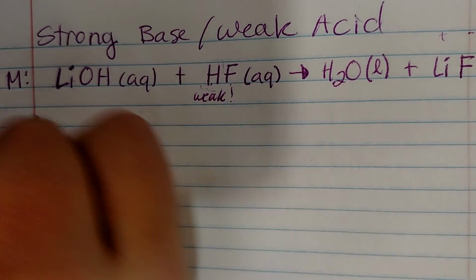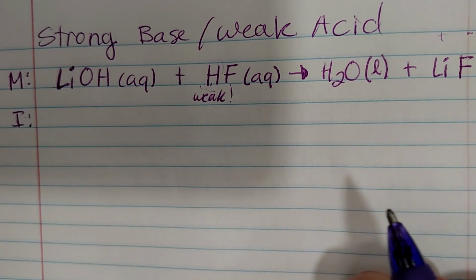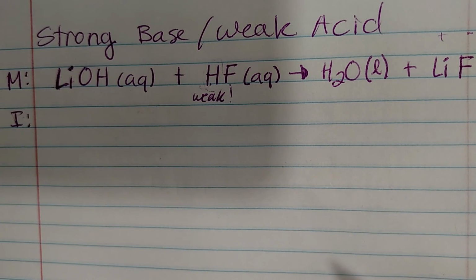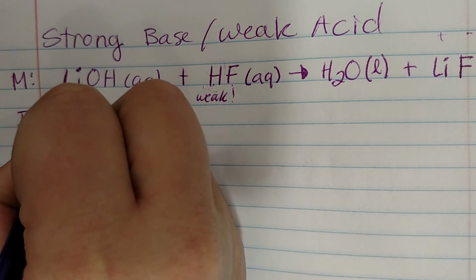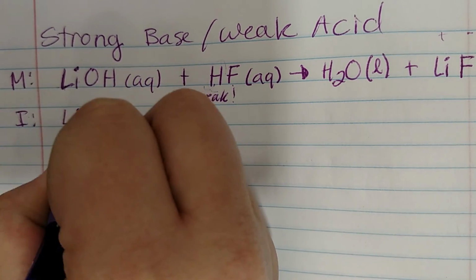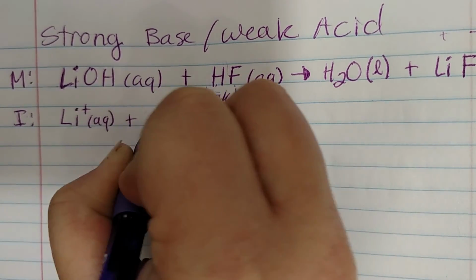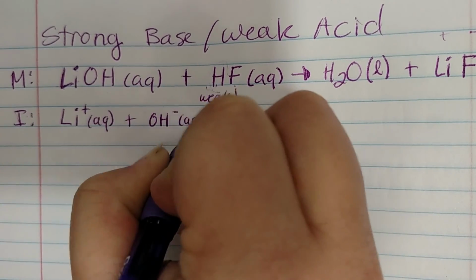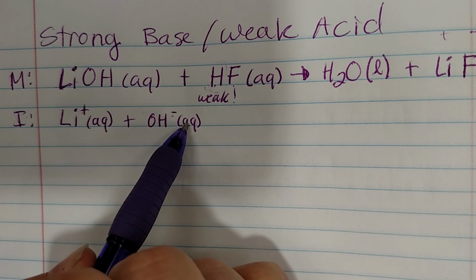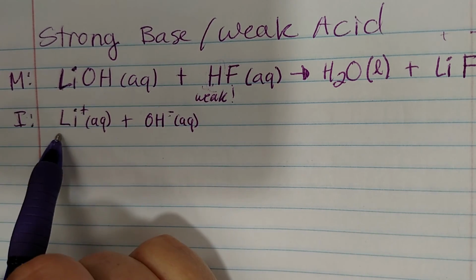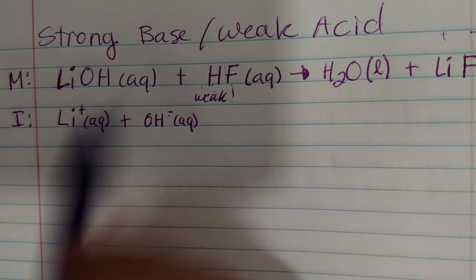Now we're going to move into our ionic equation. So we want to break down things that are aqueous, or in the case of acids and bases, only the chemicals that are strong. So our base here is a strong base, so lithium is going to separate from its hydroxide ion. We're going to separate them. They both need their charges, and they both need their states of matter. Their coefficients are both 1 because there's one of each in this chemical.